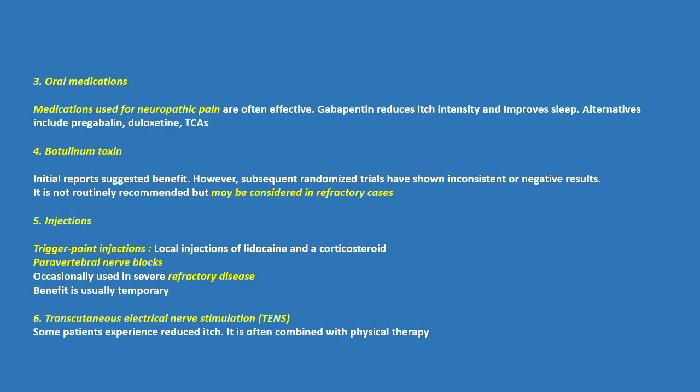Number 3 includes oral medications. Medications used for neuropathic pain are often effective. Gabapentin reduces itch intensity and improves sleep. Alternatives include pregabalin, duloxetine, and tricyclic antidepressants.